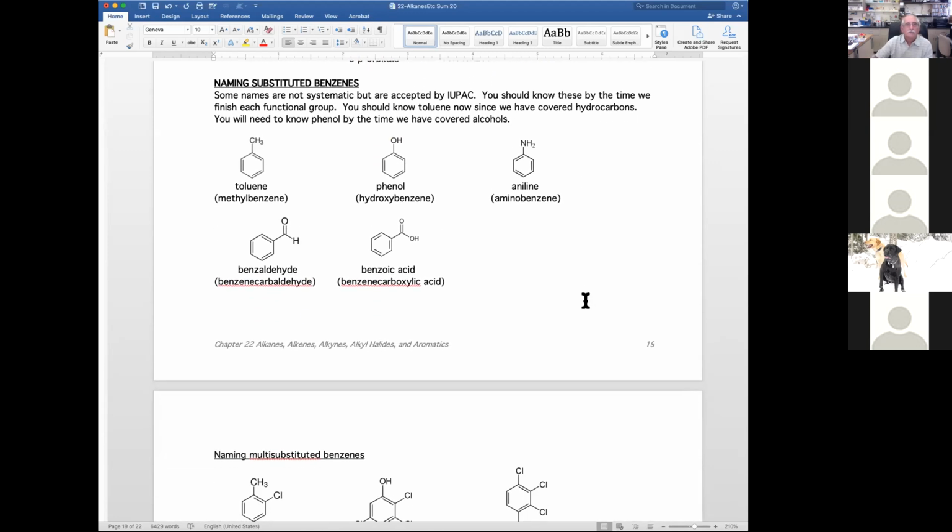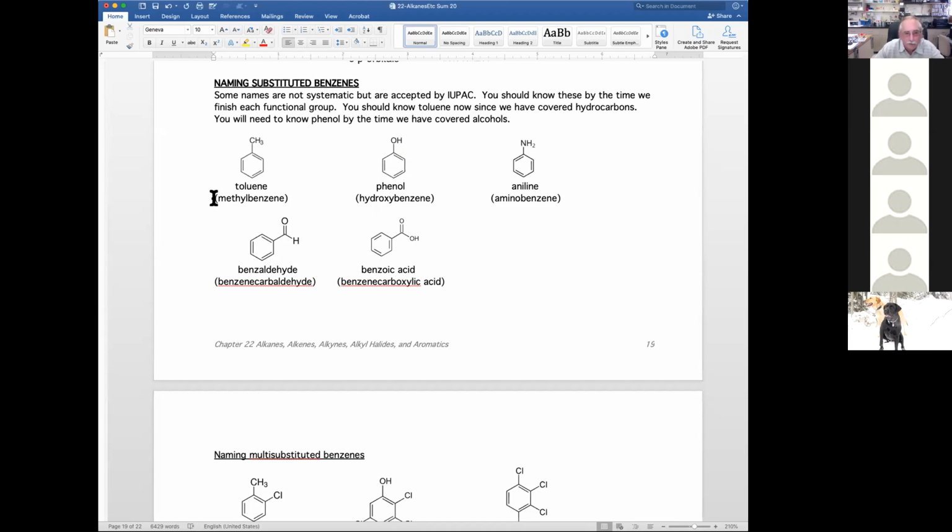So how do we name substituted benzenes? So we could call this methylbenzene, but you should know the name toluene because toluene is accepted by IUPAC. We could call this hydroxybenzene, but we also need to know its name is phenol. This would be aniline. This would be called benzaldehyde. This would be called benzoic acid.